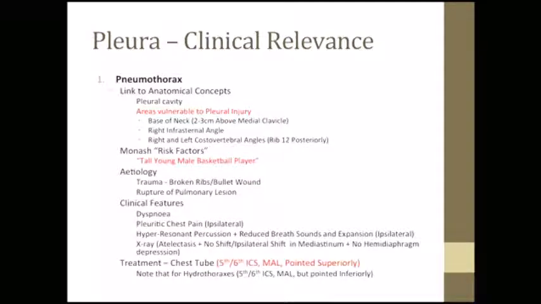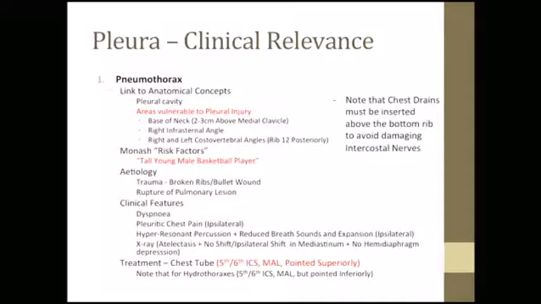So the treatment of a pneumothorax is to insert a chest tube in the 5th to 6th intercostal space in the mid-axillary line, pointed superiorly. So you count ribs from 5 to 6 in the mid-axillary line, so in the armpit line. And you must point it superiorly because air floats up. And note that hydrothoraxes, which is water in the pleural space, you put in the same spot, but you point it down because water goes down.